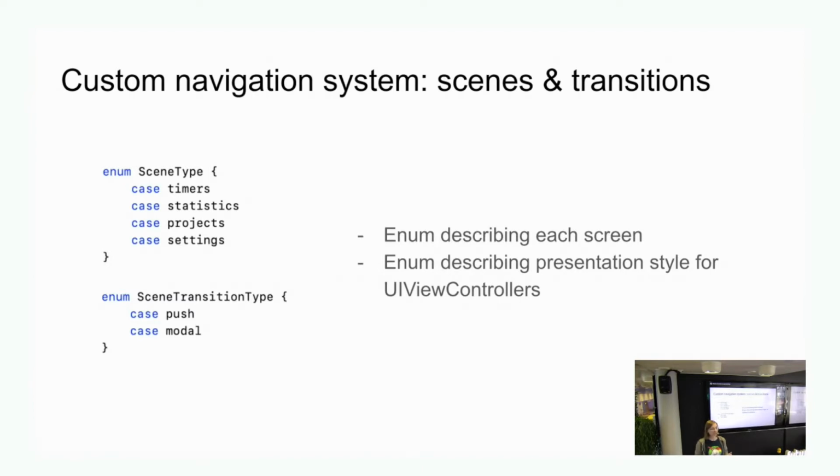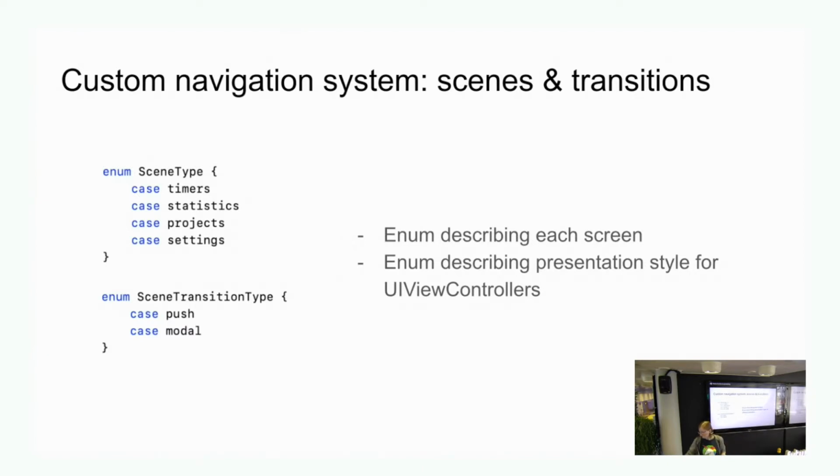Let's start with the custom navigation system. This is the core of the system, these two enumerations. The first one describes the screens in the application, so it's really easy to expand and add as many of them as you want. And the second represents the type of transition. Here we see only two default transition types, but again, it can be expanded if needed.